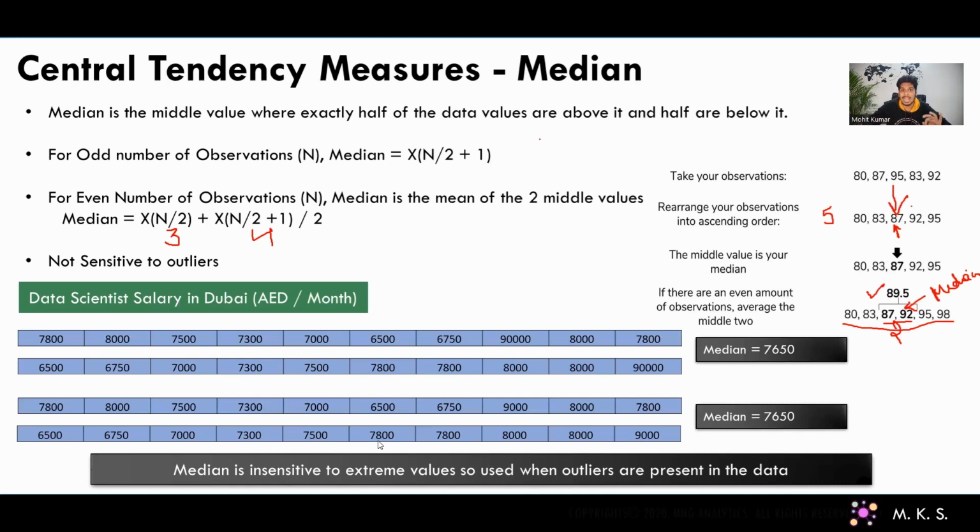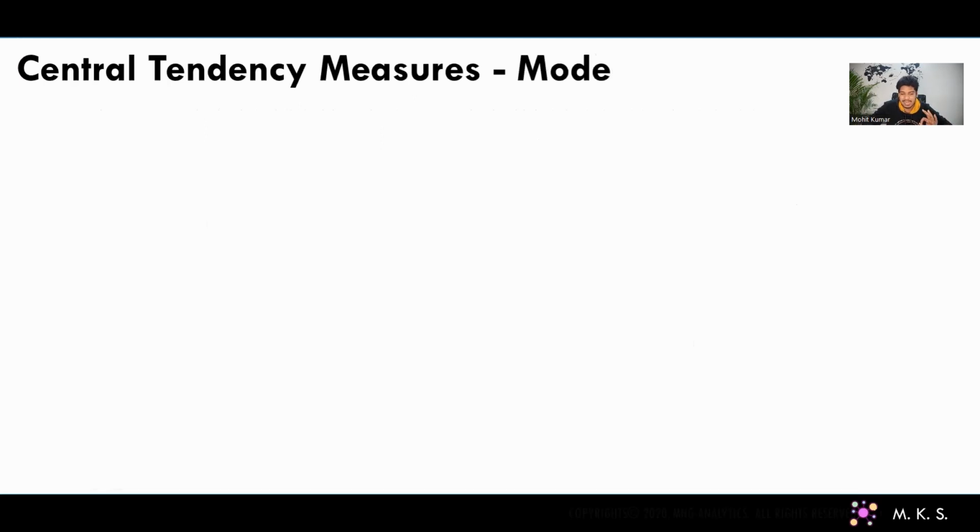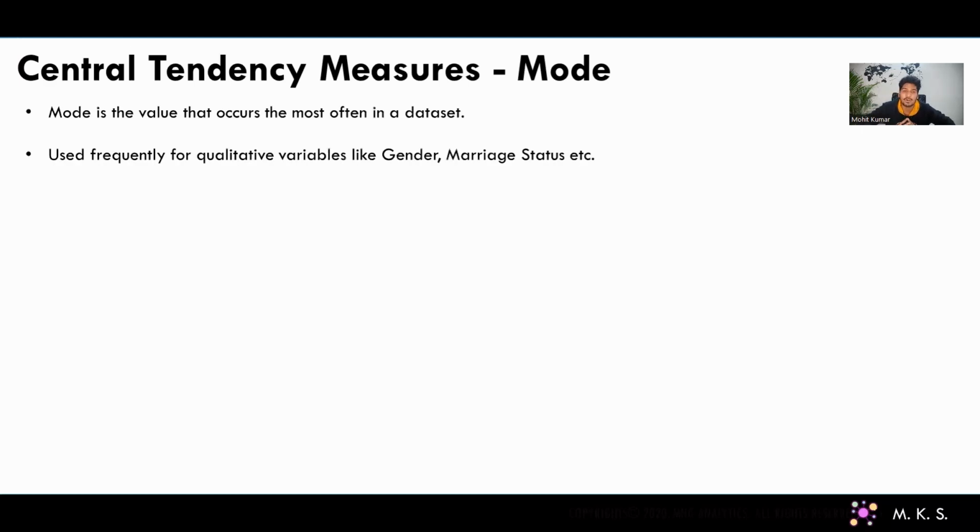Okay, now the last one from the central tendency measures, that is mode, guys. So far we were talking about mean and median. Those two are heavily used with numerical data. Mode can also be used with numerical, but most of the time we actually use mode for categorical variables like gender, marriage status.